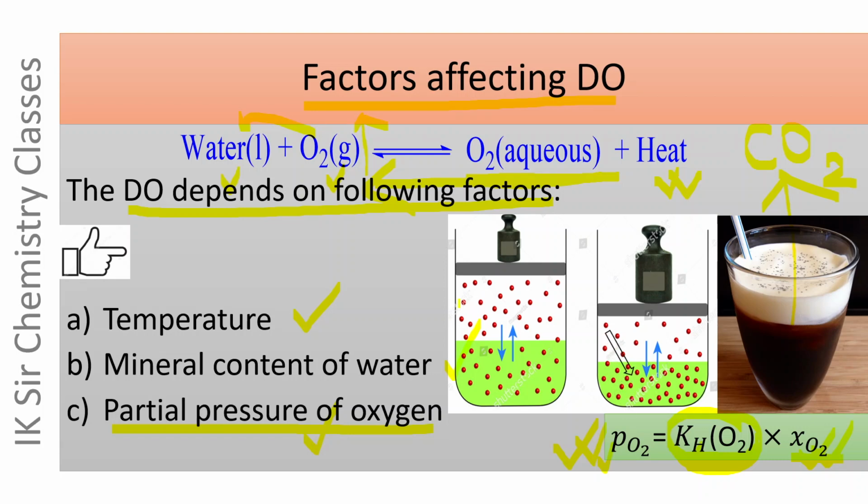This is oxygen gas which is in equilibrium with its saturated solution in water. If the pressure of oxygen is increased by putting more heavier weight on the piston, some O2 molecules go to the solution and thus the value of dissolved oxygen increases. The value of DO decreases with increase in temperature and increase in mineral content of water, while the value of DO increases with increase in partial pressure of oxygen.